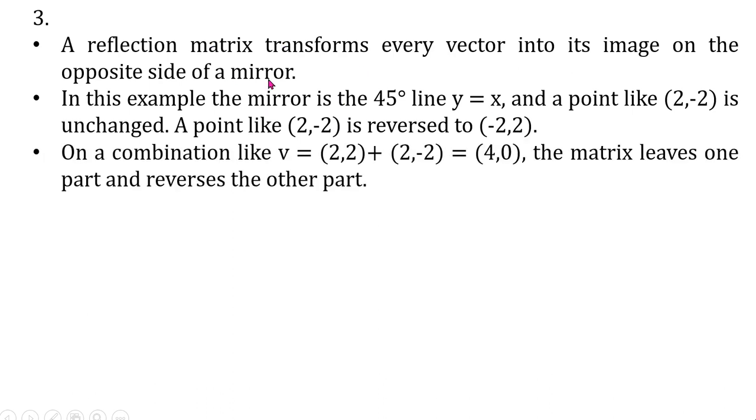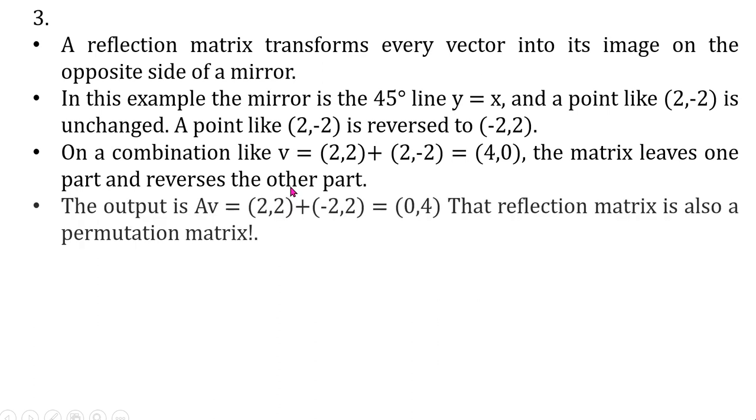So consider the next point here. On the combination of vectors like (2, 2) plus (2, -2), if these two vectors are added, what is the result? The y component is 0 here. The x component is 2 plus 2, that is equal to 4. The matrix leaves one part and reverses the other part. Consider the next possibility. The output is AV, that is (2, 2) plus (-2, 2). In this case, the x component is 0. The y component is 4 here. That reflection matrix is also a permutation matrix here.